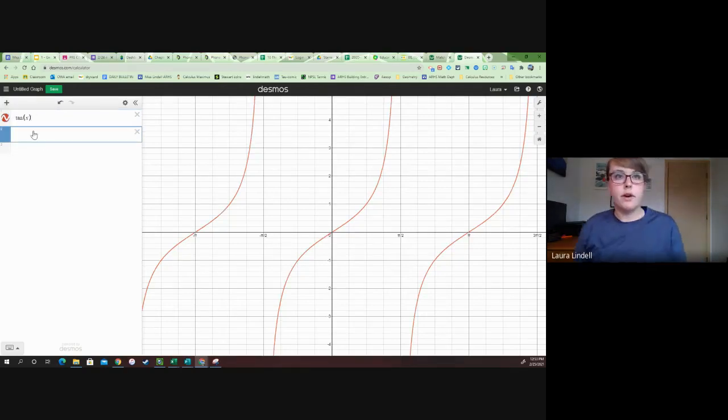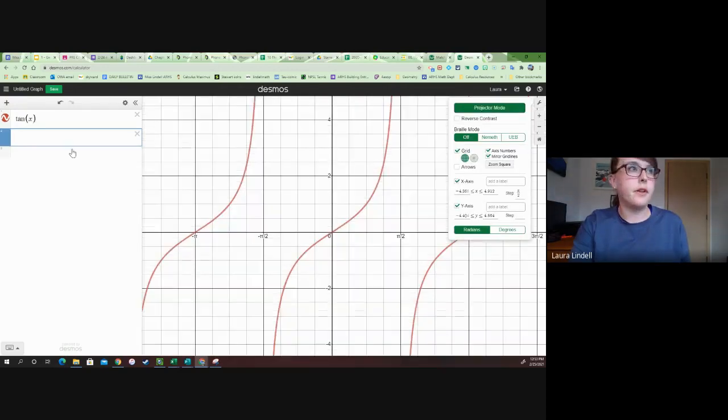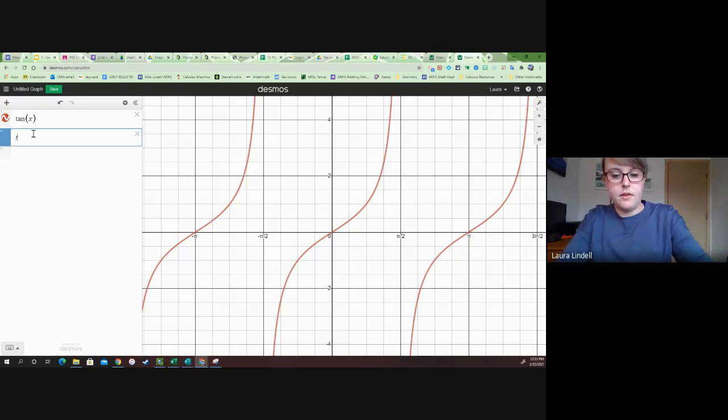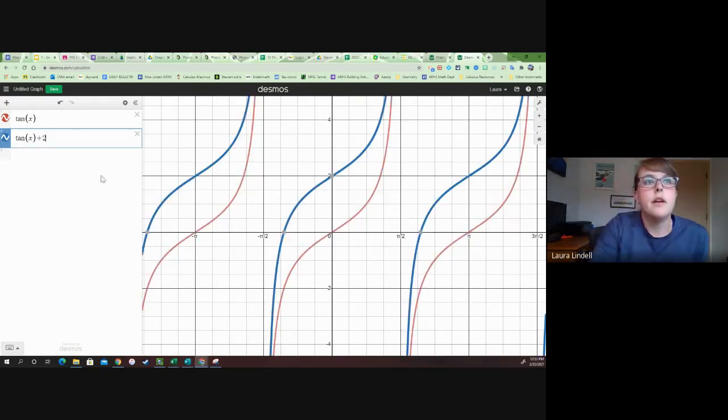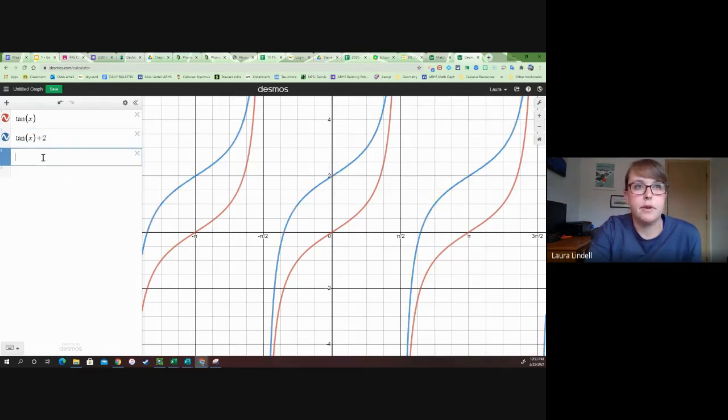So then if we also wanted to have something like, oh yeah, I'm going to turn on projector mode so the lines are a little thicker. Tangent of x plus 2. So it takes this point of inflection, this center point here, and moves it up 2 for all of these. It doesn't change any of the asymptotes. It doesn't change the period, nothing like that. It just moves the thing up, as we would kind of expect.